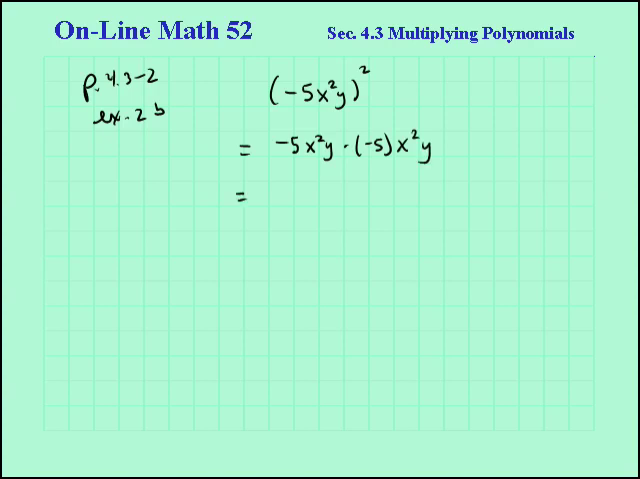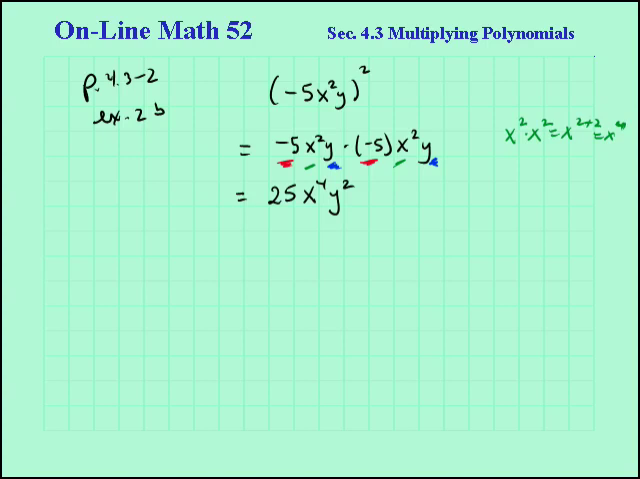And just as we saw before, we're going to multiply the numbers together. Negative 5 times negative 5 is positive 25, and we'll multiply the x's together, x squared times x squared. And we're going to add those exponents together. It's x to the 2 plus 2, which is x to the 4. And that's what we get here. 25 x to the fourth. And then just y times y is y squared. And there you have it.